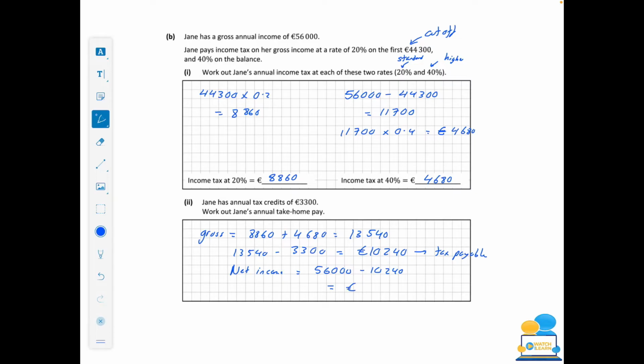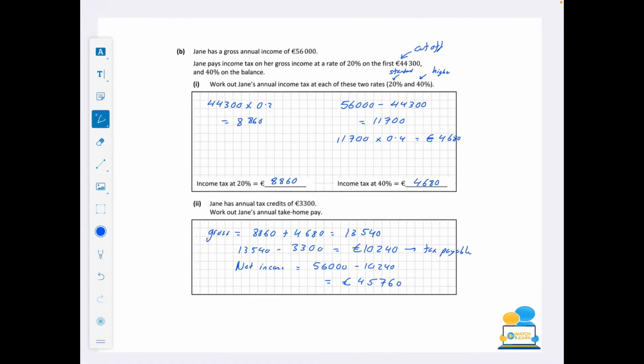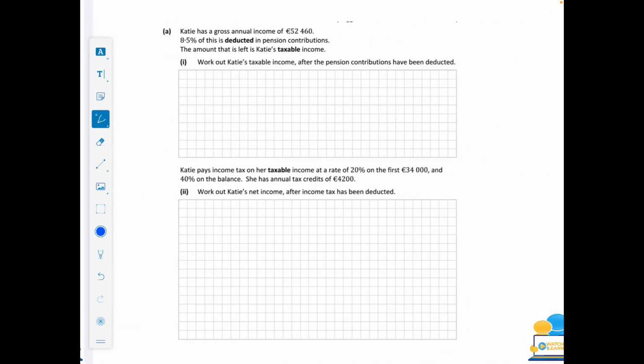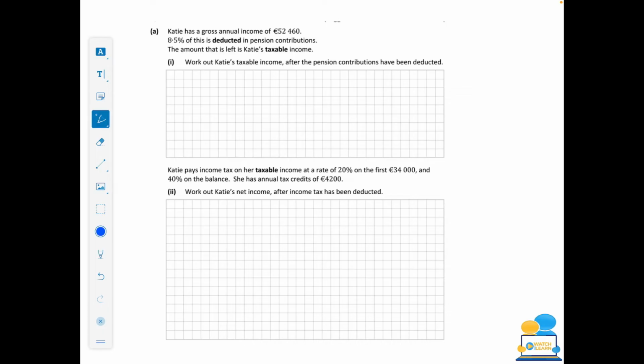Okay, so that gives me her take-home pay, or her net income, to be 45,760. Okay, so a really straightforward question there. If you know your basics, that question should all have fallen together quite nicely. Okay, I'm going to look at one more then.